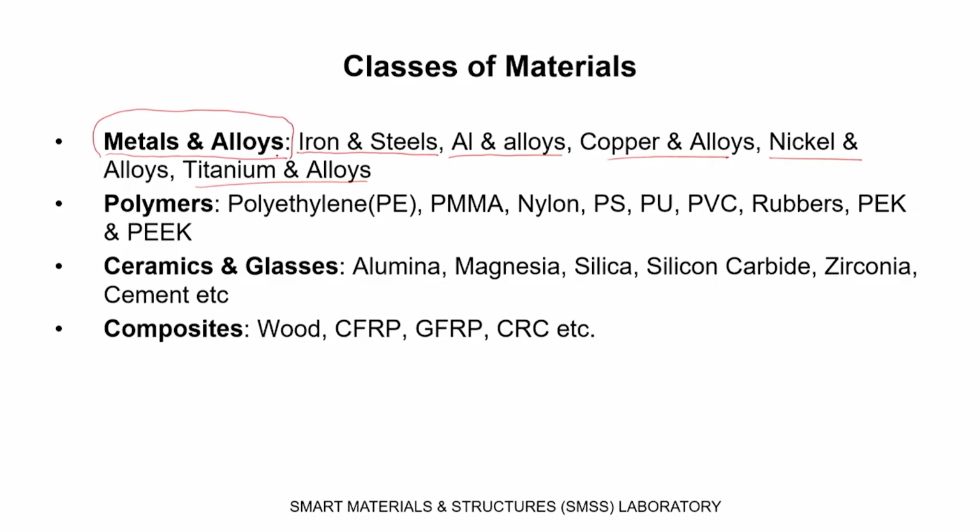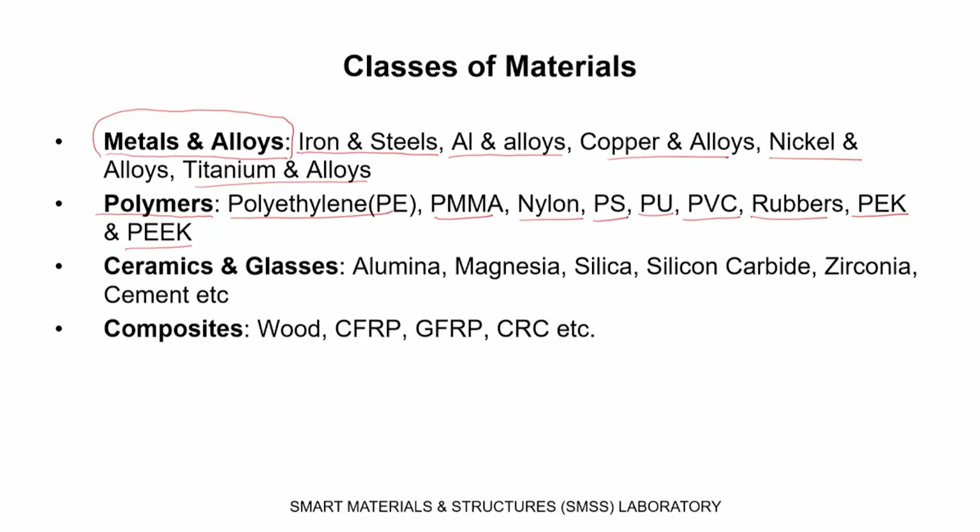The second group that we have to consider, which is becoming very popular because they are very cheap and inexpensive, is the polymers. Polymers like polyethylene, PMMA, which is polymethyl methacrylate, nylon, polystyrene, polyurethane, polyvinyl chloride, rubbers, polyether ketone and polyether ether ketone. These are some of the very important polymers that are utilized for product design.